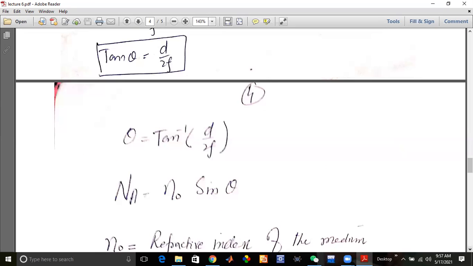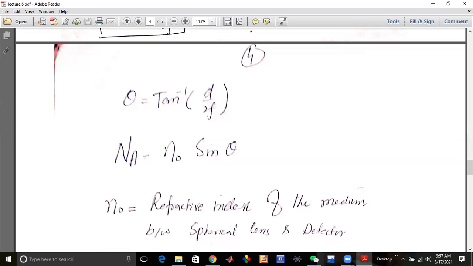So theta is tangent inverse of d divided by 2f. This is the maximum acceptance angle. That's how you will calculate the maximum acceptance angle of the photodetector. If someone asks that the focal length of the spherical lens is f, and the diameter of the photodetector is d, calculate the maximum acceptance angle, you can calculate using this equation.